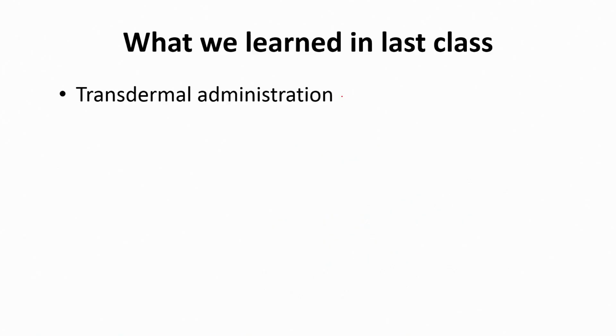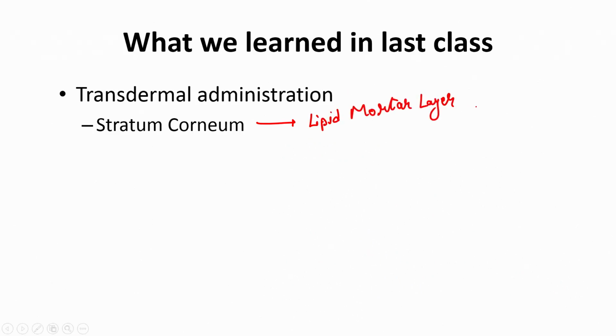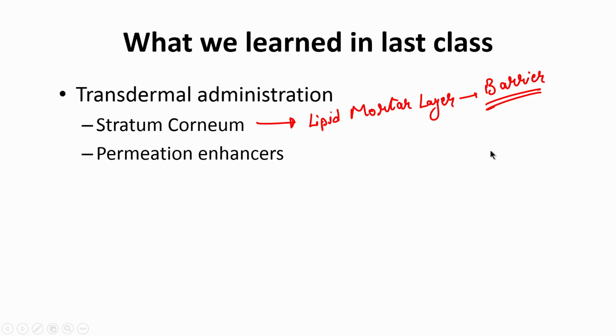Okay. So, we looked at transdermal administration in a little more detail. Remember we were saying that stratum corneum is a major lipid mortar layer that is responsible for causing a very tight skin barrier, and this is the major challenge when you are looking to deliver things transdermally, because most drugs are not able to penetrate through this barrier. And then we talked about some of the strategies to overcome this barrier and enhance the delivery.